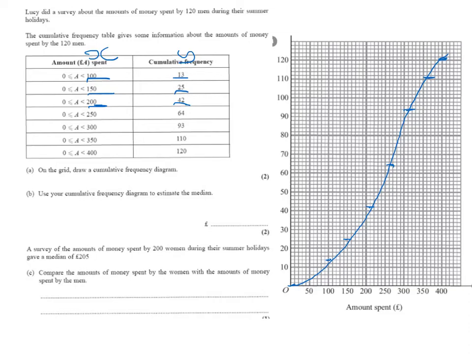Now the median is half of the number, so the number altogether is 120, so I'm going to come in from 60 and come down onto this axis. So I'll draw that in. Now you use a ruler in the exam, come straight down. It's going to be around about 250.